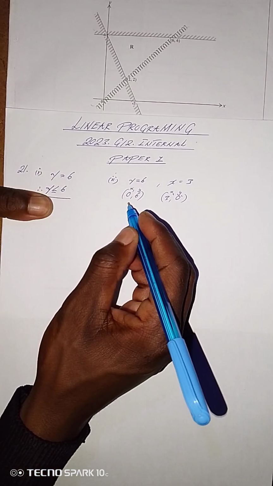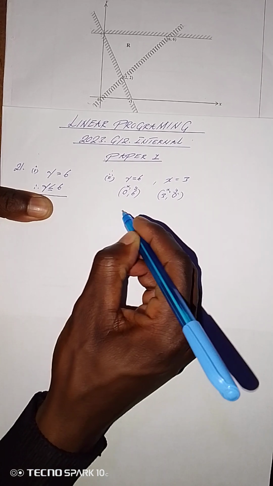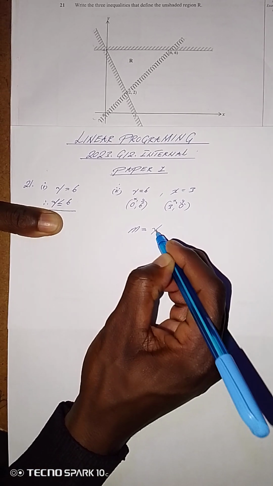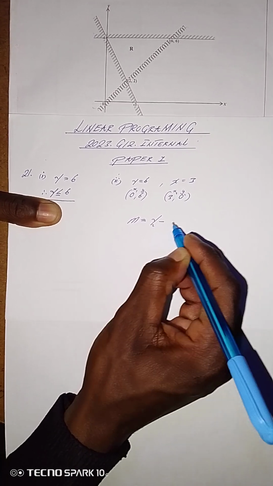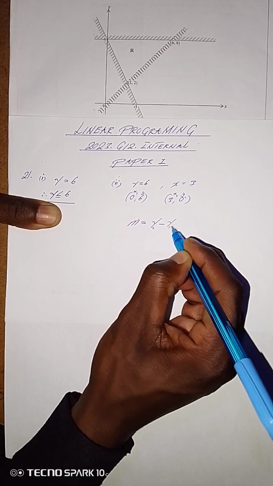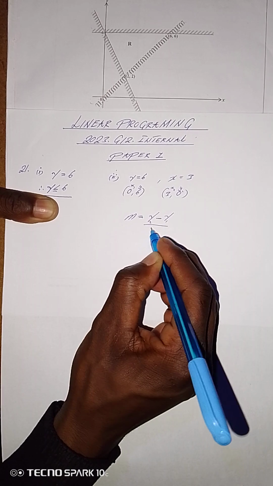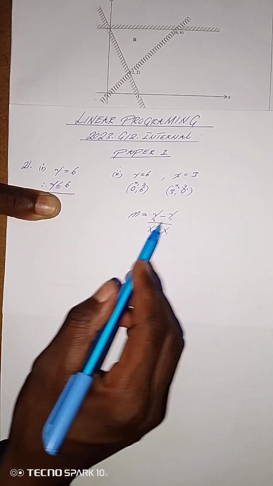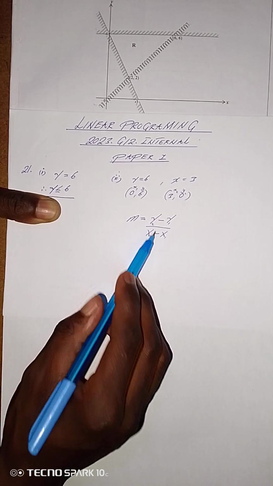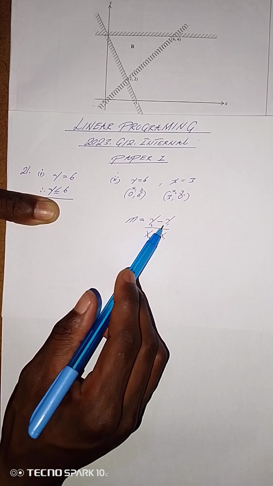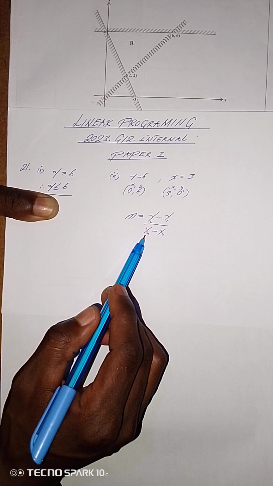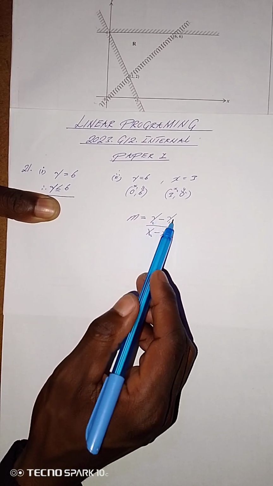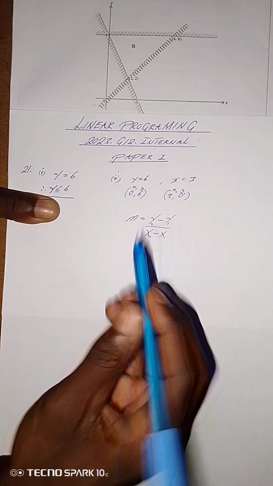To find the gradient, we will use the gradient formula, which is m is the difference in y, or y2 minus y1 over x2 minus x1. So if you start with y2, here it should be x2. If you start with y1, here it should be x1. So it should be the same. And then on top we should have y's, bottom x's, like that.